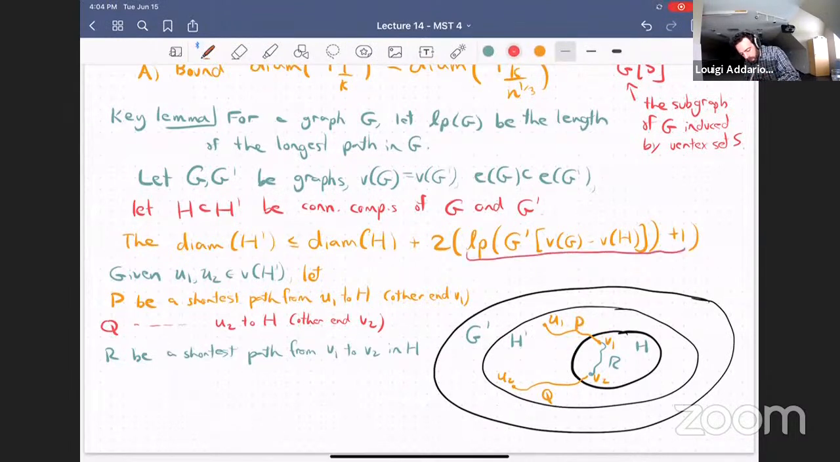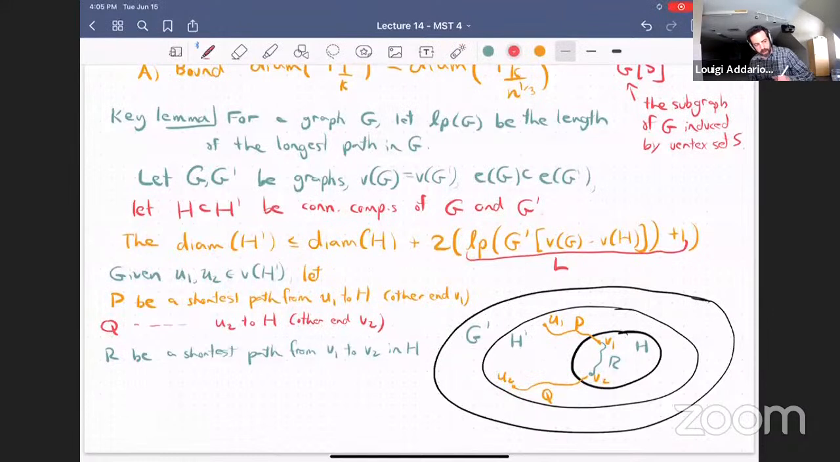If I call this quantity in the bound here L, right, then P has length at most L because it's some shortest path to H. So in particular, if I exclude its final edge, then it is some path in H prime minus H. So it's some path in this graph, right? The graph I get from G prime by excluding H. And so its length is at most the length of the longest path in that graph. And then I have to add 1 for the edge going into H. And likewise, this is some path in G prime when you remove H. So its length is at most the longest path in there. And then I add 1.